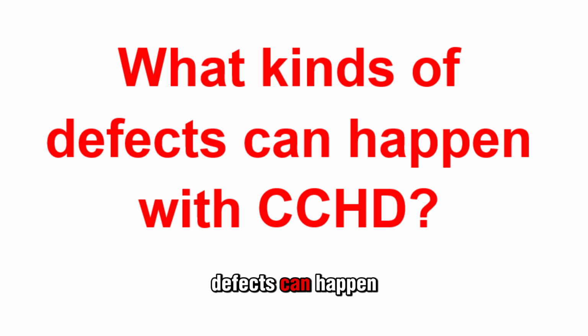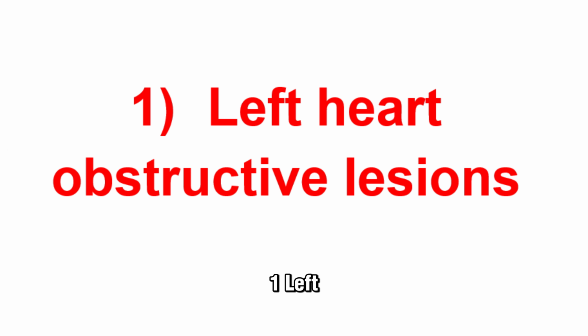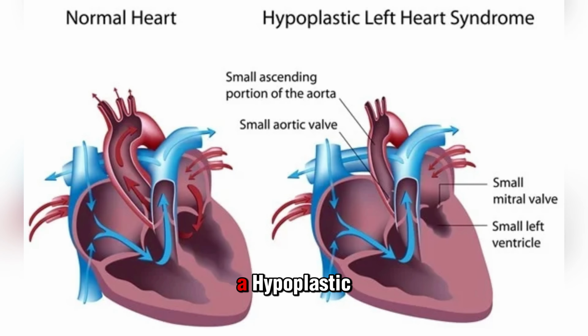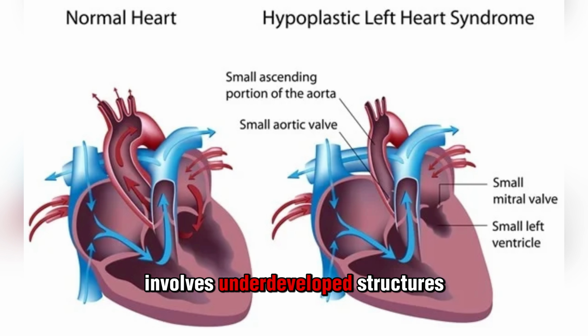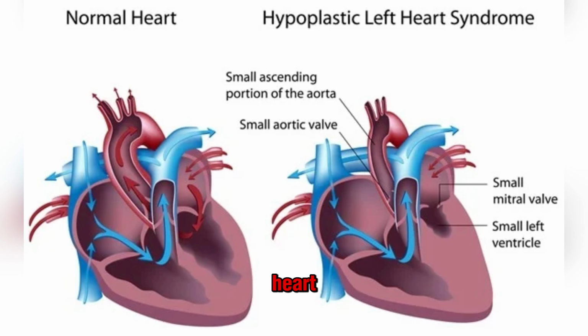What kinds of defects can happen with CCHD? There are 3 different types of cyanotic heart disease. 1. Left heart obstructive lesions. These congenital heart defects reduce blood flow between your heart and the rest of your body. Specific conditions include a. Hypoplastic left heart syndrome, or HLHS, which involves underdeveloped structures in the left side of your heart. The left side of your heart is too small to pump enough blood to the rest of your body.